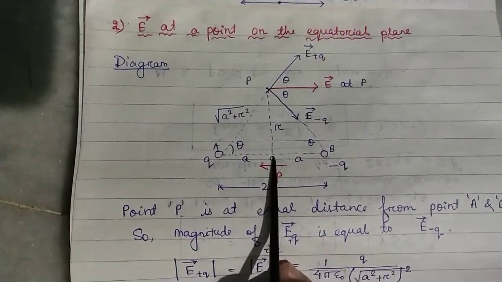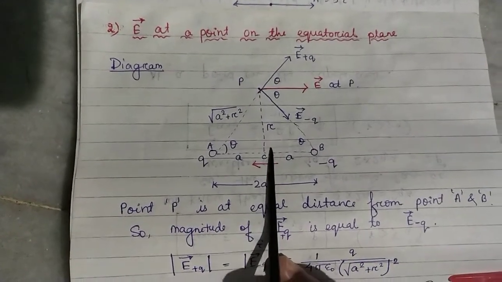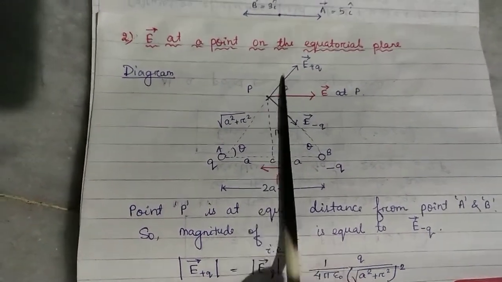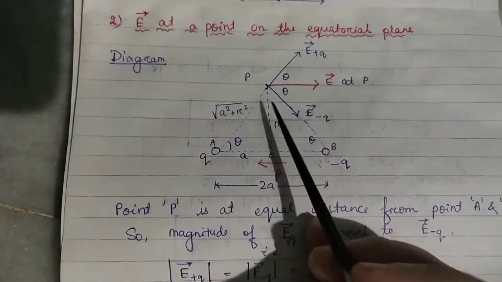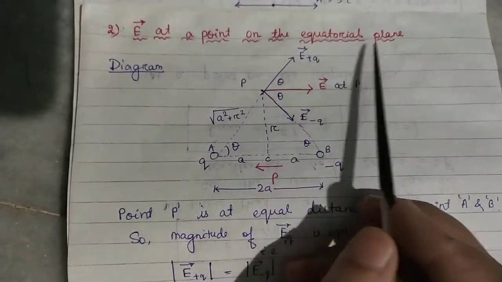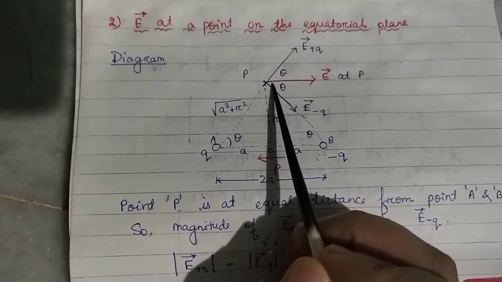Exactly the middle point is C, and along this point C we have to draw a plane. This is not a line, this will be a plane. If in that plane we have any point P, that is on the equatorial plane, then at point P what will be the value of the electric field?